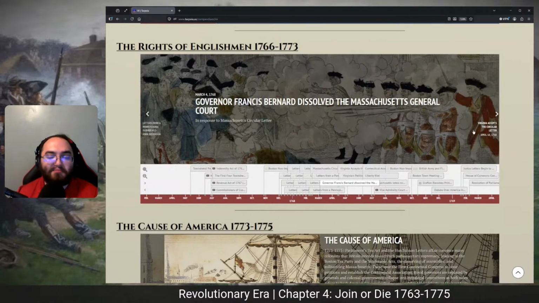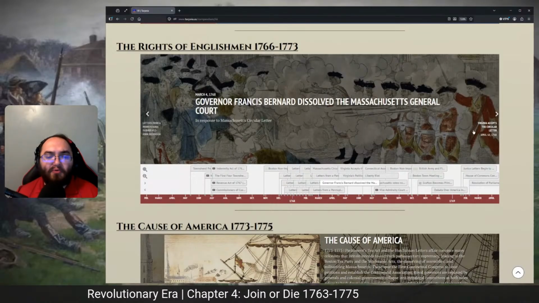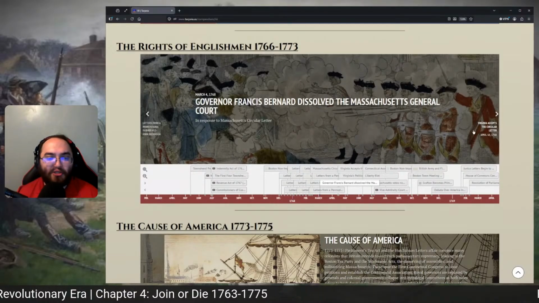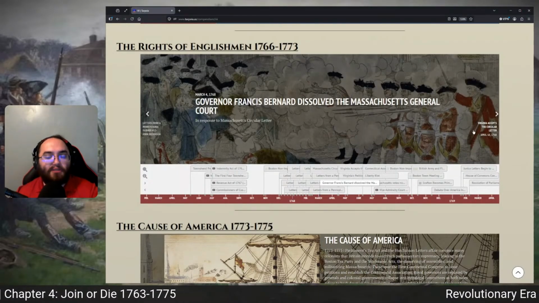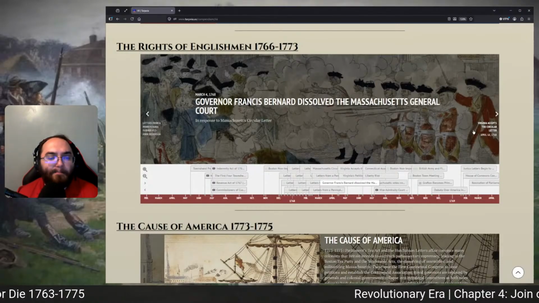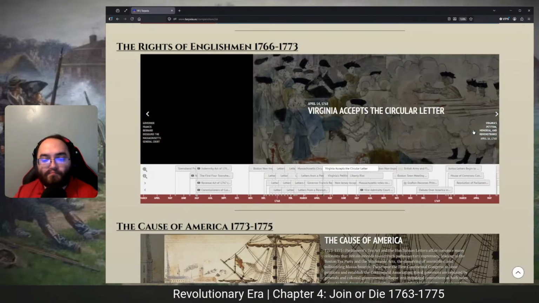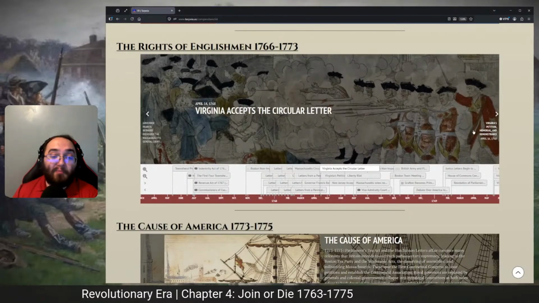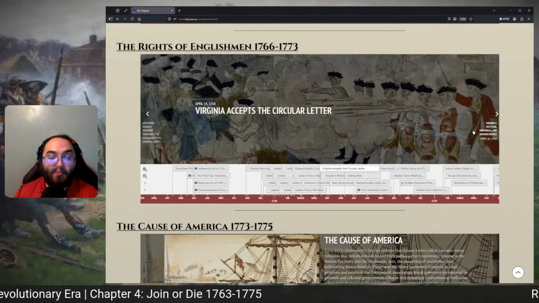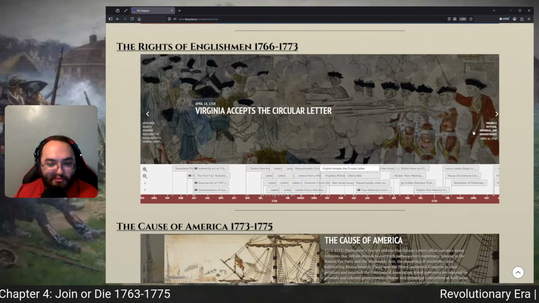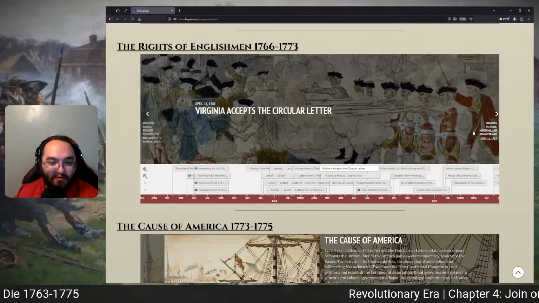Thomas Hutchinson was lieutenant governor. I misspoke back then. And so Governor Francis Bernard dissolves the Massachusetts General Court, which is the General Assembly, in response to Massachusetts' circular letter. But it didn't end the circulation of the circular letter.